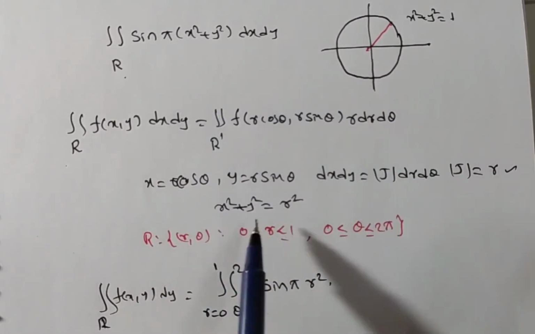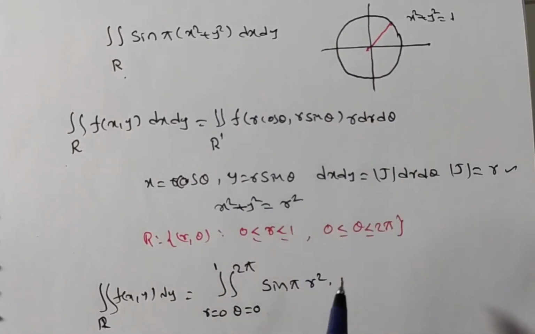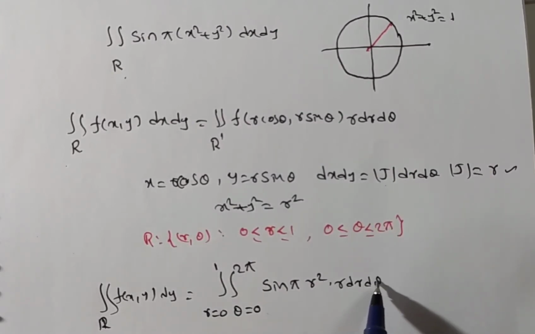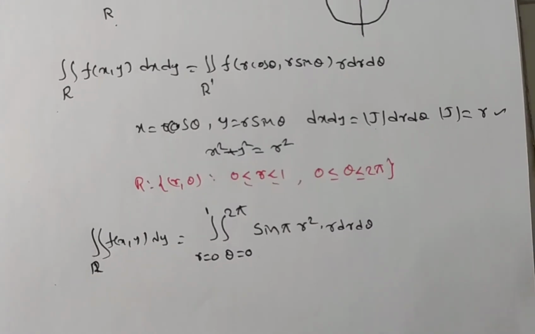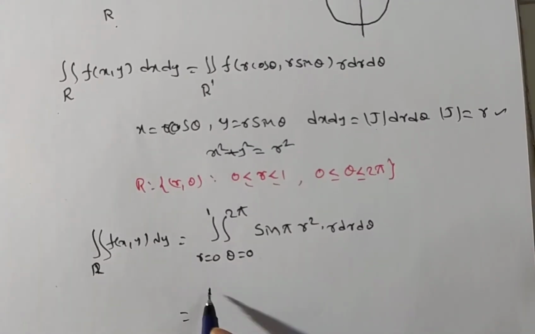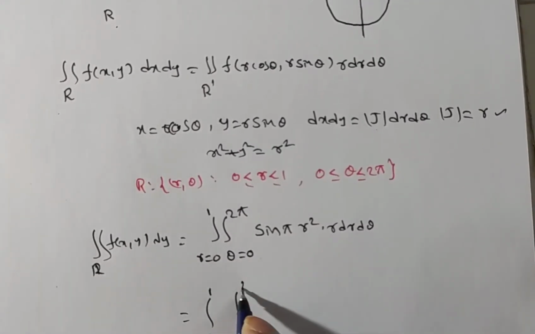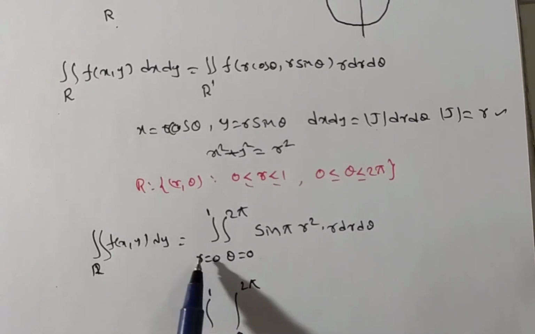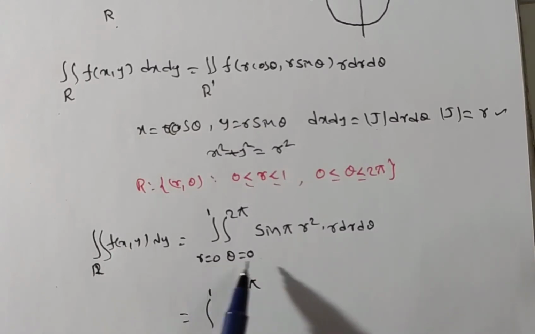And dx dy we are writing as r dr dθ. Now we have to evaluate this integral: the integral from 0 to 1, the integral from 0 to 2π. Friends, you see these two limits are independent, so you can integrate irrespective of the order.